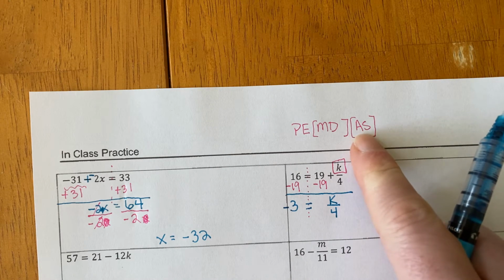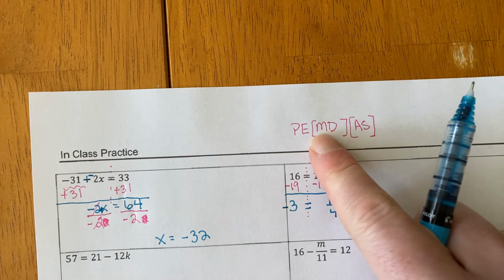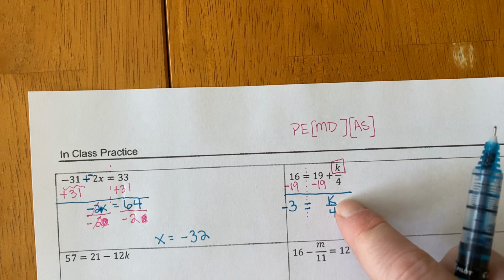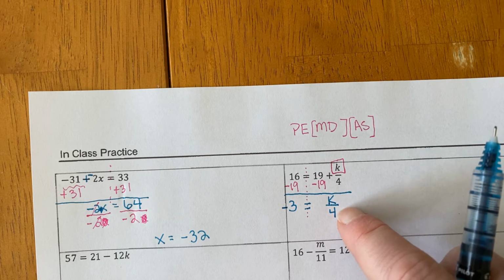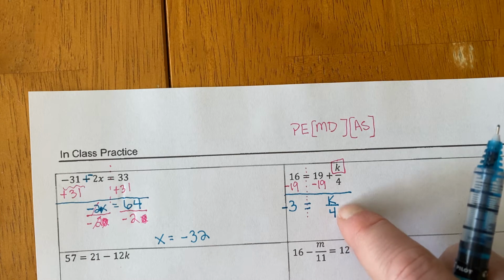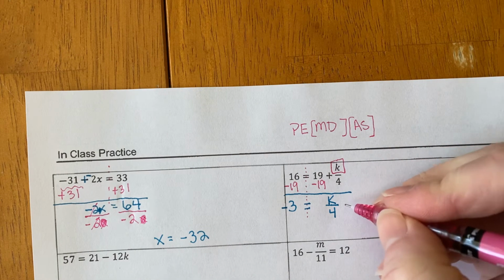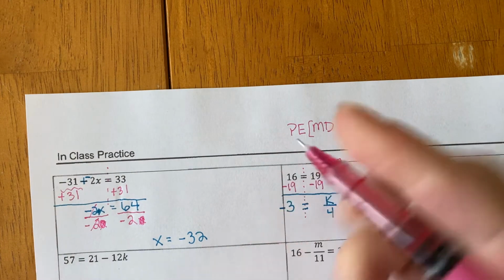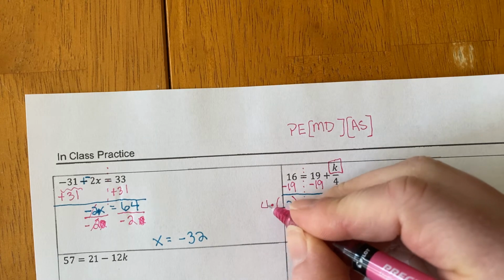So now that I've undone any addition and subtraction, I'm going to keep reversing the order of operations, and I'm going to undo any multiplication or division. And again, we're talking about of the variable. So this variable k is divided by 4, and so I would undo that division by multiplying. So I am going to multiply this side by 4, and then I'm also going to multiply the other side of the equation by 4.